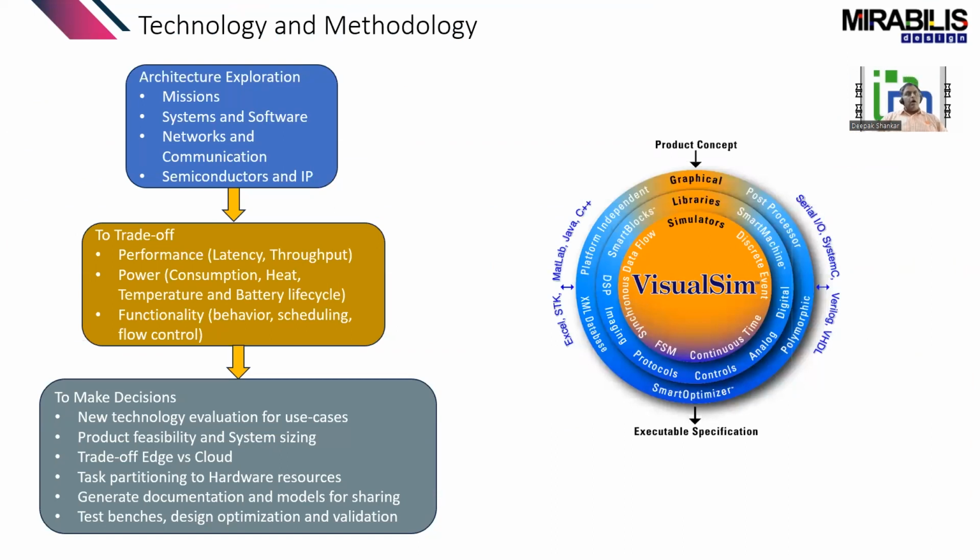Now, a quick introduction to technology and methodology. As I mentioned, architecture exploration is what Mirabilis does. But you can do it at any level of abstraction. You can look at an IP, or you can look at a complete vehicle movement with V2V processing and all of those kind of things.